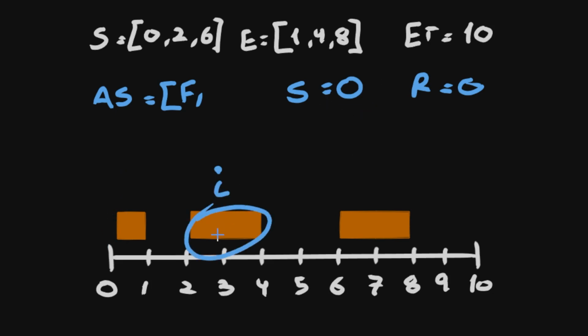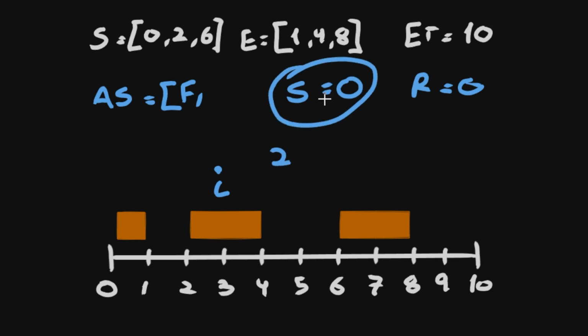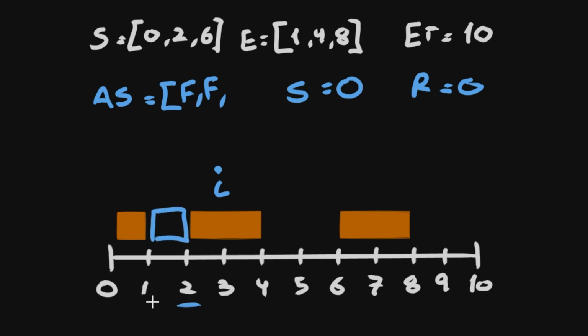Now we are here and we are checking if the size of this meeting, meaning 4 minus 2, meaning 2, is smaller or equal to this maximum free time that we have here. And 2 is greater than 0. So here we also put false in this array. And now to the left we have 2 minus 1 free spaces, meaning we have 1 free space. And 1 is greater than our maximum free space, so this is now 1.